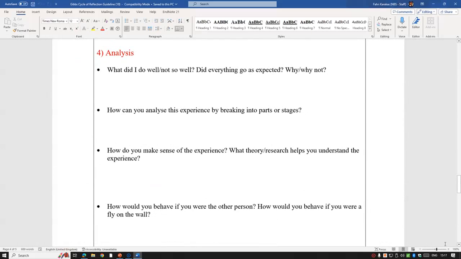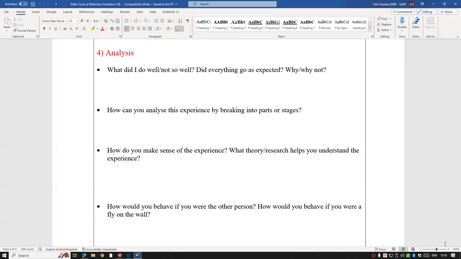The next section is analysis. Let's continue with analysis. This is where you analyze the situation, make sense of it in more detail. What did you do well, not so well? Did everything go as expected? Why or why not? How can you analyze this experience by breaking it into parts or stages?